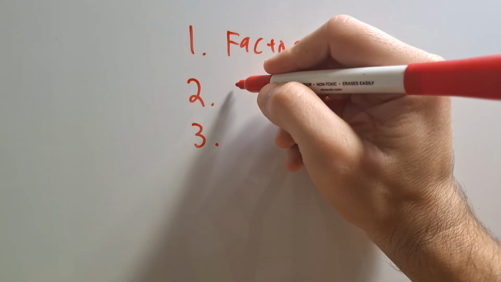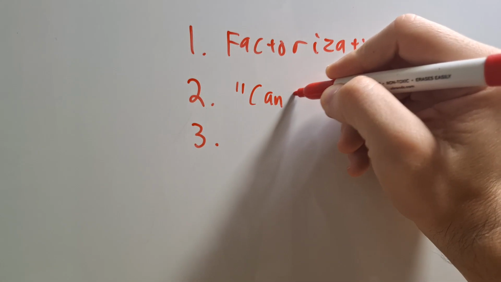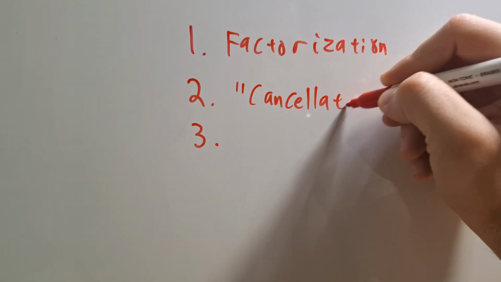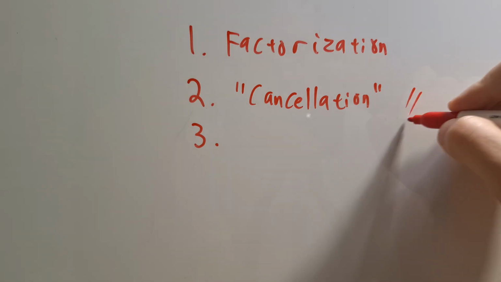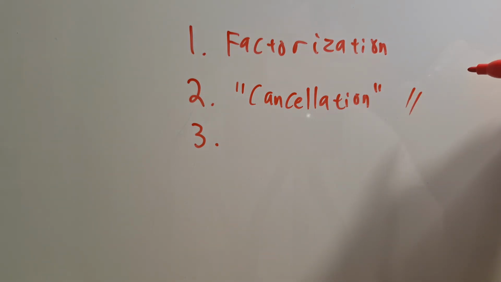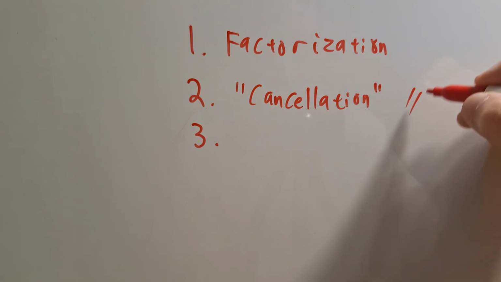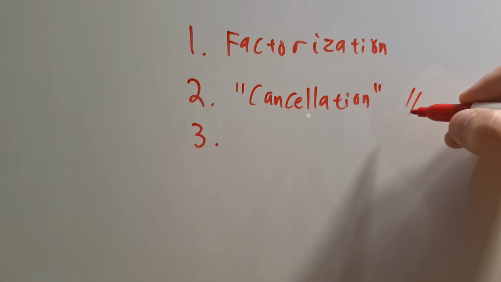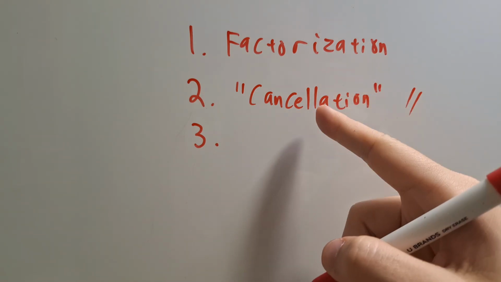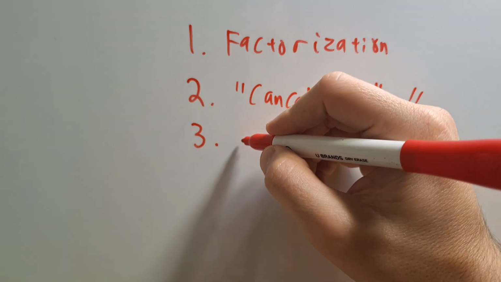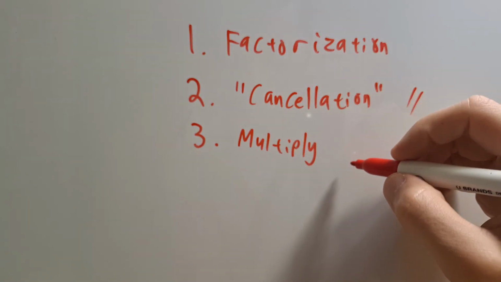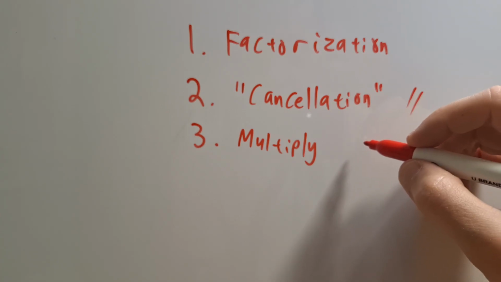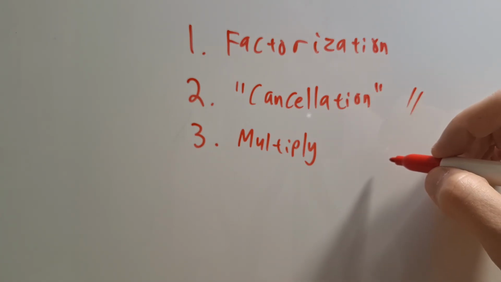Step 2, I call this the cancellation step. You can use these little slash marks, kind of like this, where you're dividing the numerator and the denominator by any common factors. It's kind of like just crossing it out to let you know that this number will not be part of the final answer. Step 2. Step 3 is to multiply what's left. Multiply the remaining factors in the numerator and denominator, and then you're done.